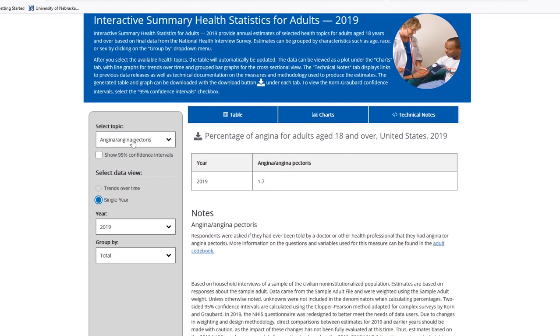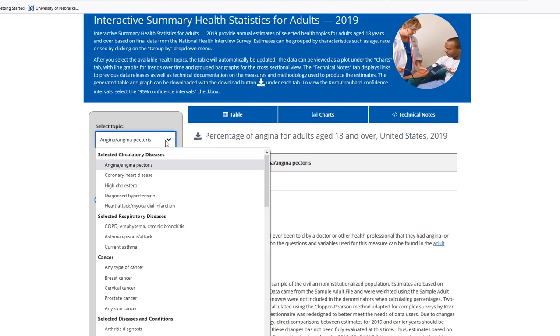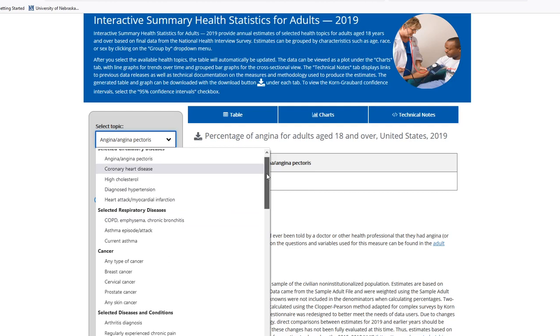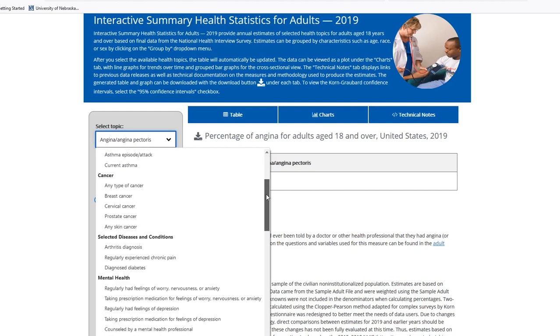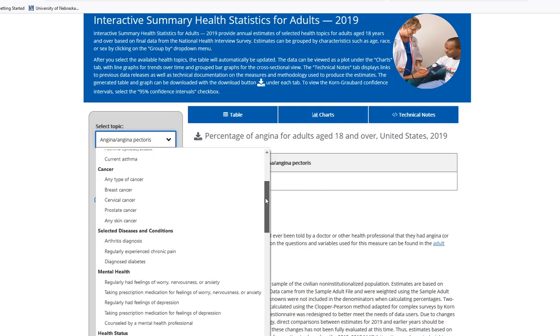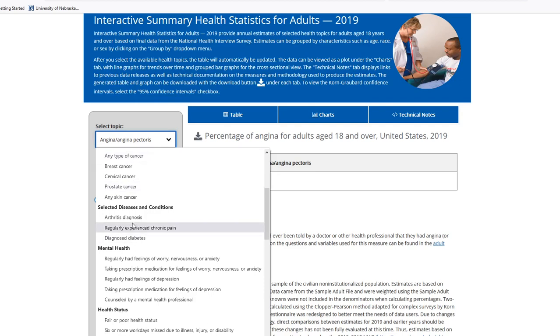And these are all the health illnesses, diseases. You just scroll down. Heart disease, cholesterol, hypertension, heart attack, COPD, asthma, you name it. And they classify them. It's very organized, can you see that? All kinds of cancer, arthritis, mental health.